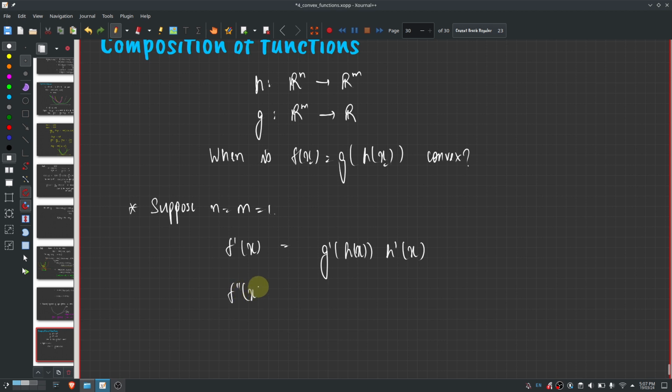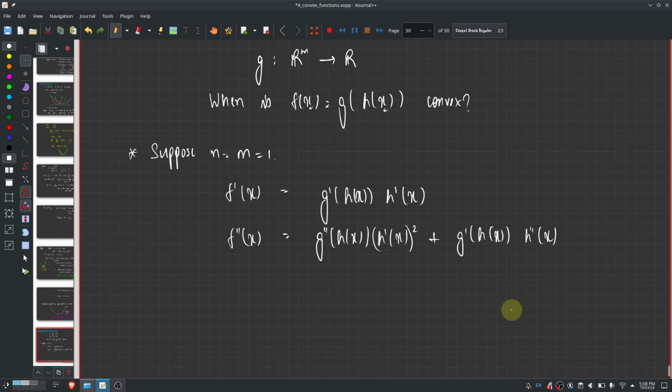So the second derivative of f evaluated at x is equal to, correct, g double dash of h of x times h dash of x the whole square plus g dash of h of x times h double dash of x, right? So if this is greater than or equal to 0 for all x, then f is going to be convex. Okay, so what problems can we run into?